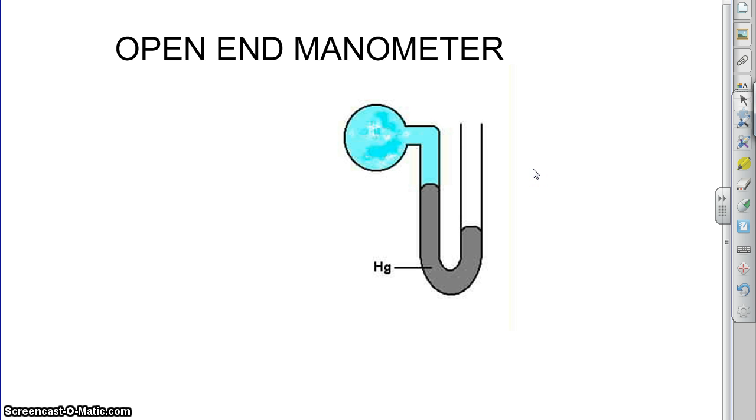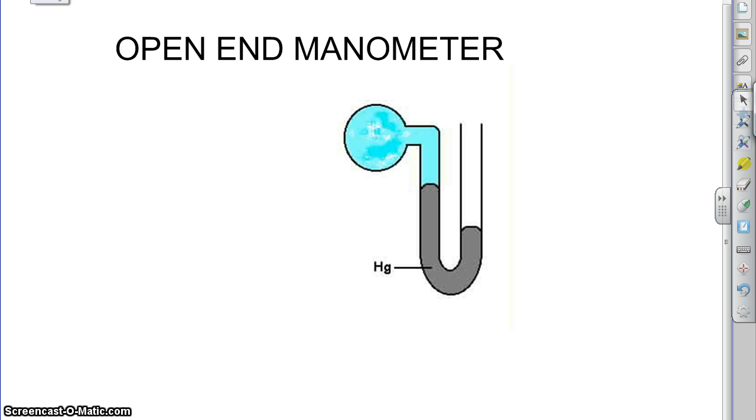Well, this will make more sense after I've explained all this, but I'll just say it now. Most problems are open-end, but if you get a closed-end manometer, just measure the difference in heights, and that's your answer. And that's all there is to it. But that'll make more sense after you've seen this long, complicated explanation of how to do an open-end manometer problem.